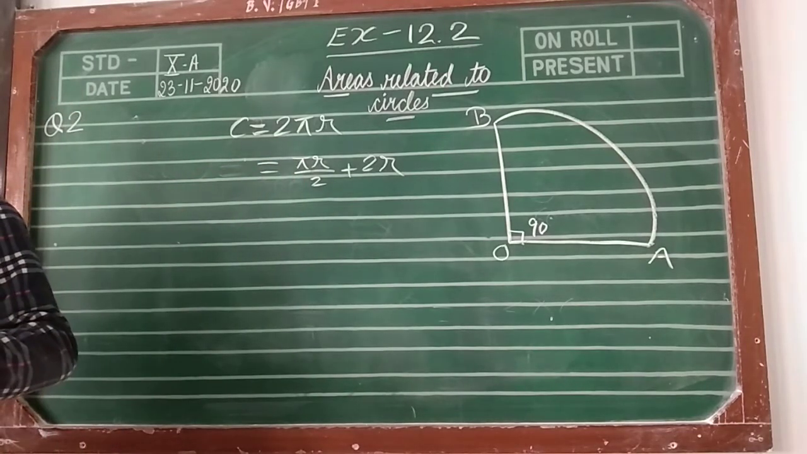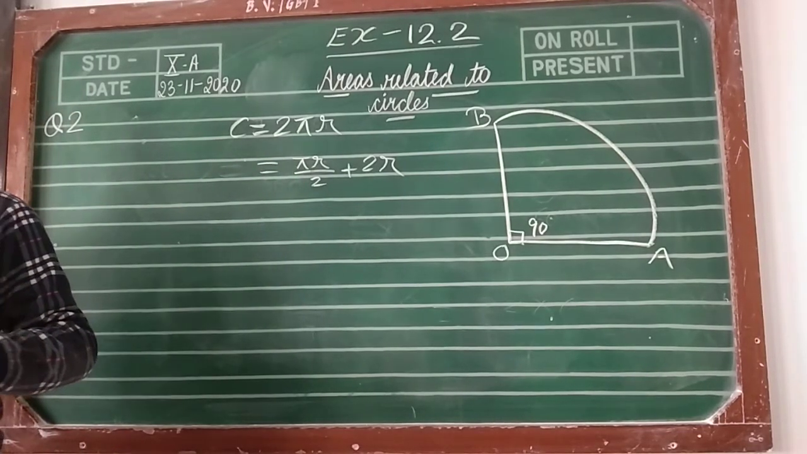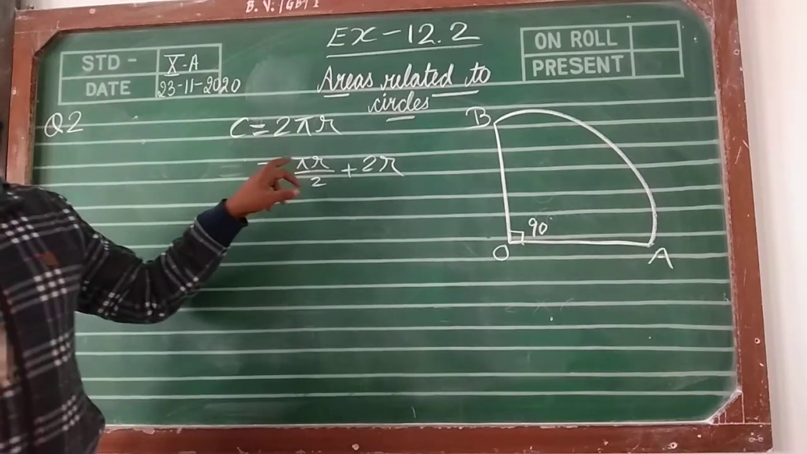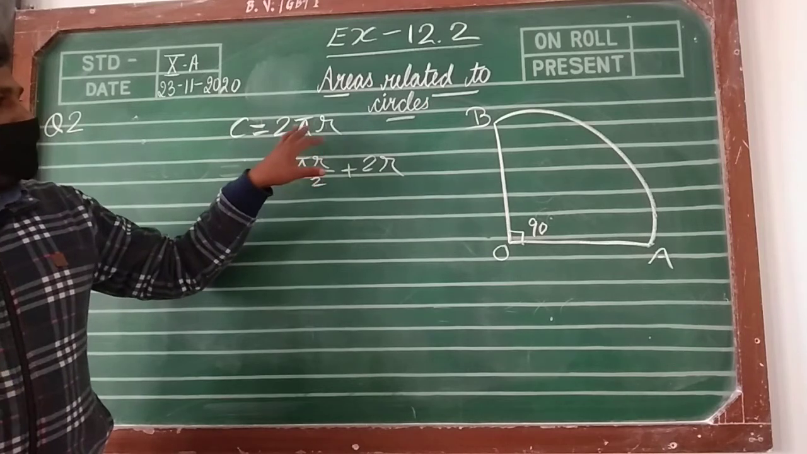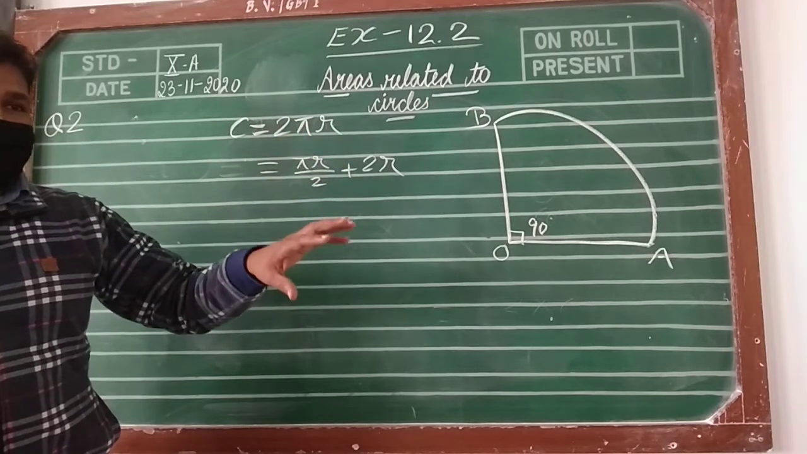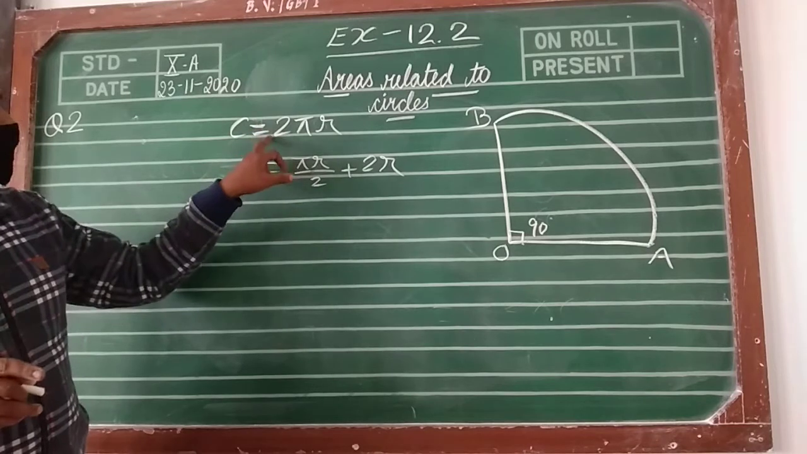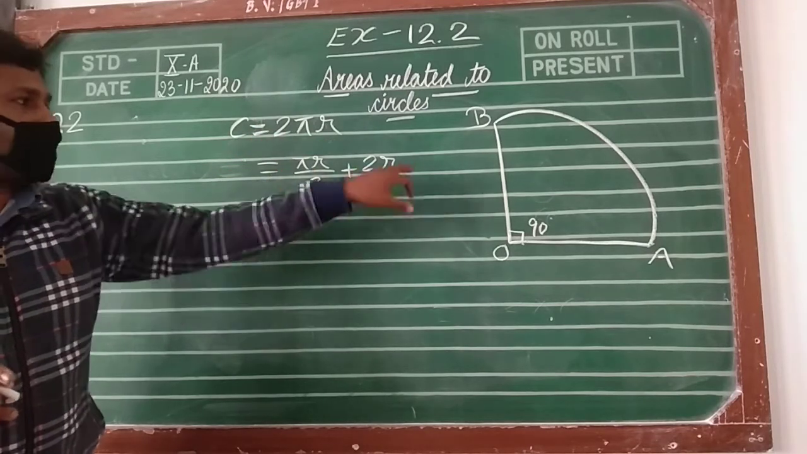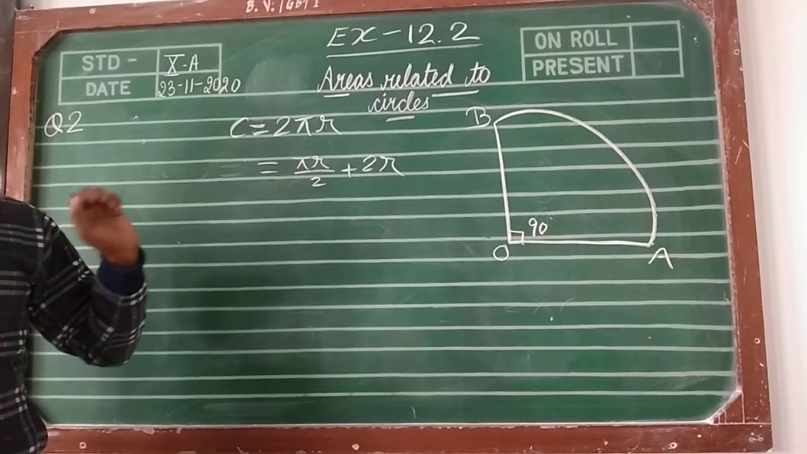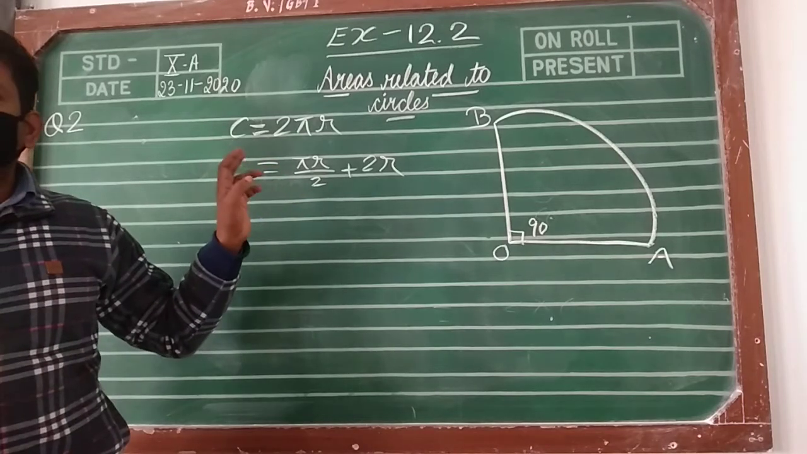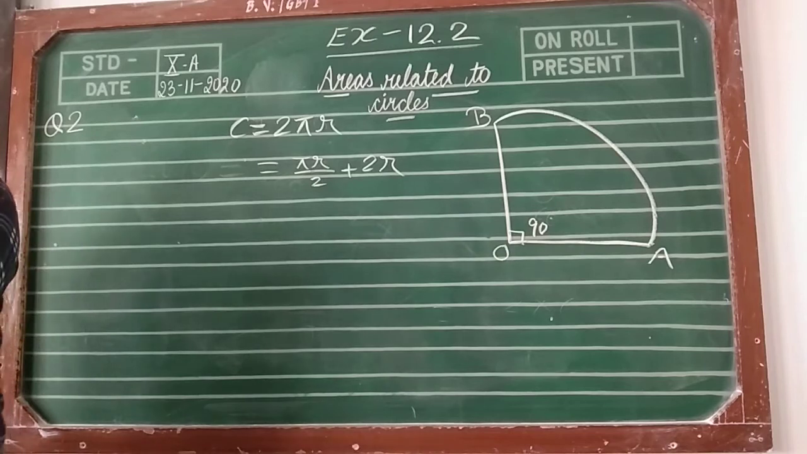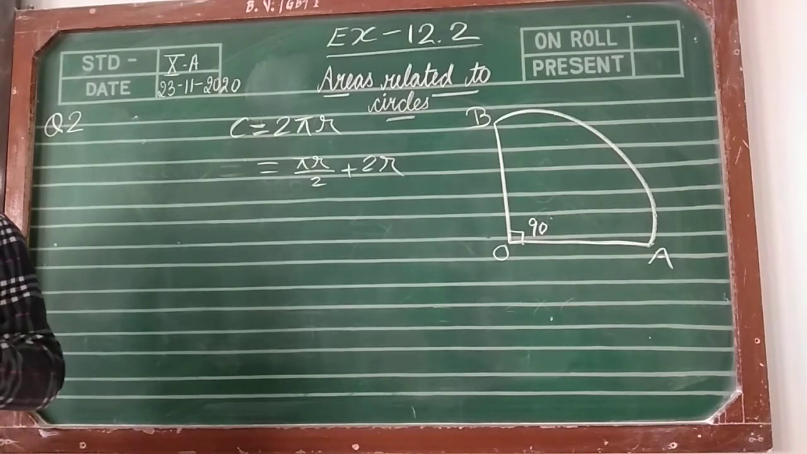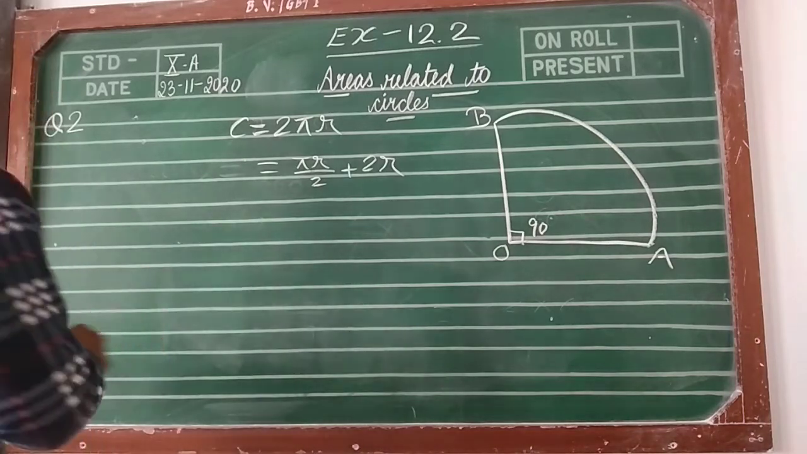Yes, your answer is? Is the question clear? I want to ask, in this question the circumference is given. Is that circumference given for the circle or for the quadrant? For the quadrant. Yes, your answer? Sir, for the quadrant. Quadrant is given.